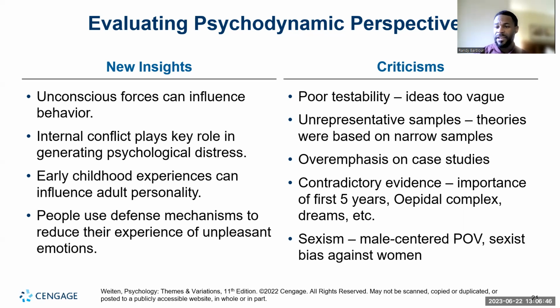The ideas are extremely vague, and so we can't be really specific about certain hypotheses and test those hypotheses with empiricism, because again, we have to rely on people to tell us what they're feeling, what they're thinking, because of the unconscious nature of behavior of this perspective. A lot of evidence has been contradictory. We talk about the importance of the first 5 years. We understand now that there is some importance to the first 5 years of life, but we do continue to evolve over time.